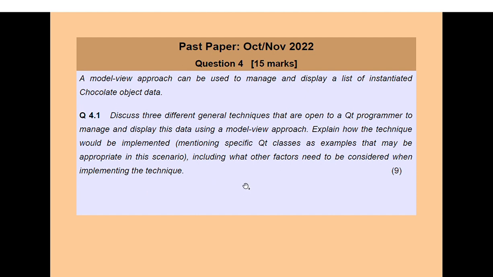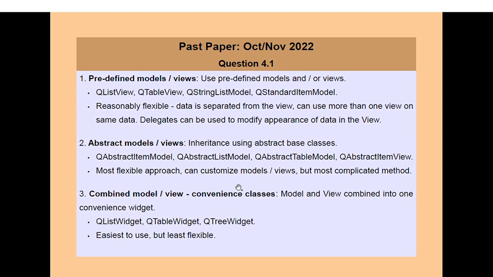Okay, the answer to this question is readily available in the Qt documentation, but let's just briefly go through it. Right, the one option is to use the predefined models and views that are available in Qt. Those specific ones are things like QListView, QTableView, and QStringListModel, and QStandardItemModel.